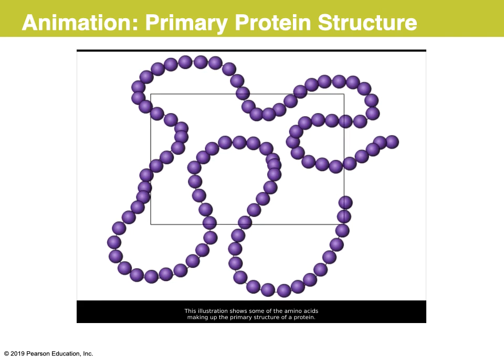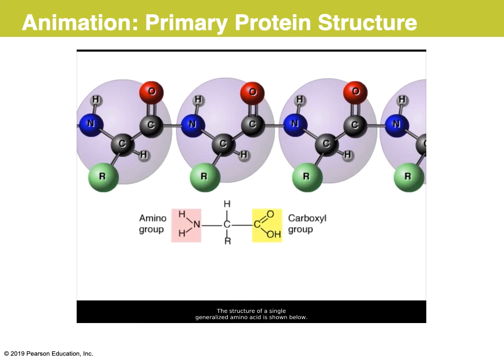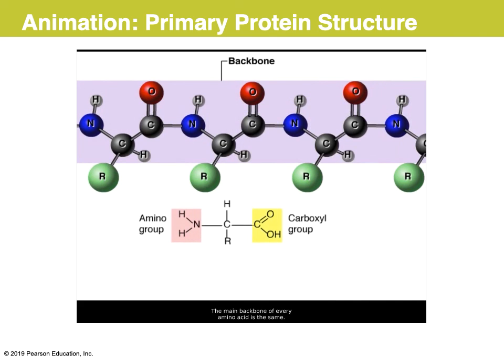This illustration shows some of the amino acids making up the primary structure of a protein. The structure of a single generalized amino acid is shown below. The main backbone of every amino acid is the same. This is what forms the backbone of the polypeptide chain. It is the R group, which projects out from the backbone, that makes each of the 20 kinds of amino acids unique. Different amino acids have different properties that affect the folding of a protein. Thus, primary structure ultimately determines the shape of a protein, which determines its function.